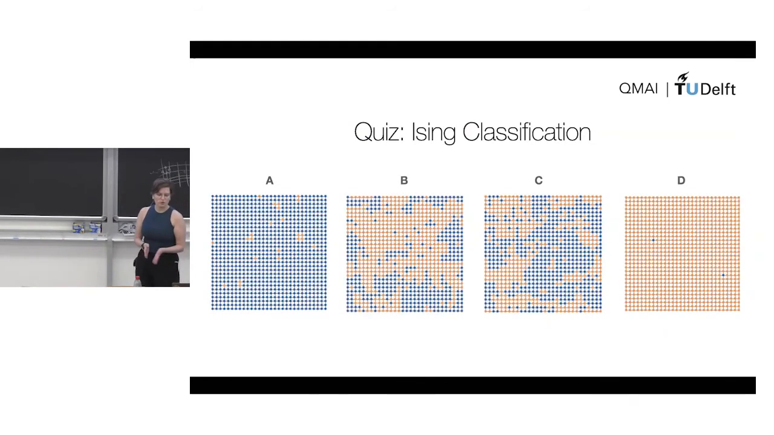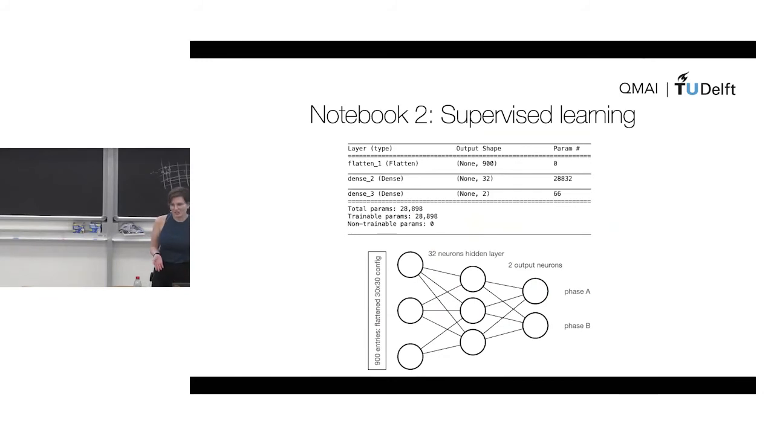Just to show you that this is not a hard task, let's do a human Ising classification. So which of these are high temperature? Yes, B and C, perfect. Exactly, right. So this is actually not hard, and using a neural network is kind of overkill.